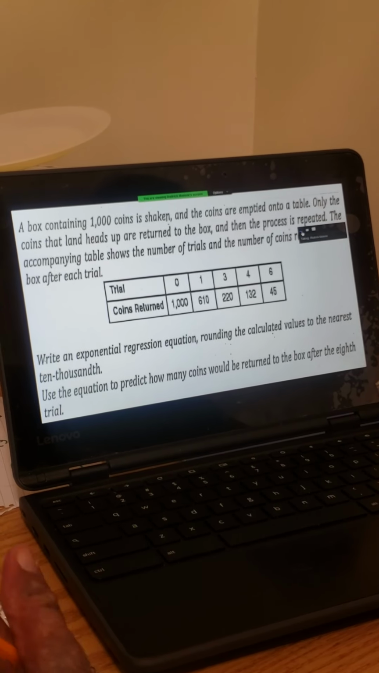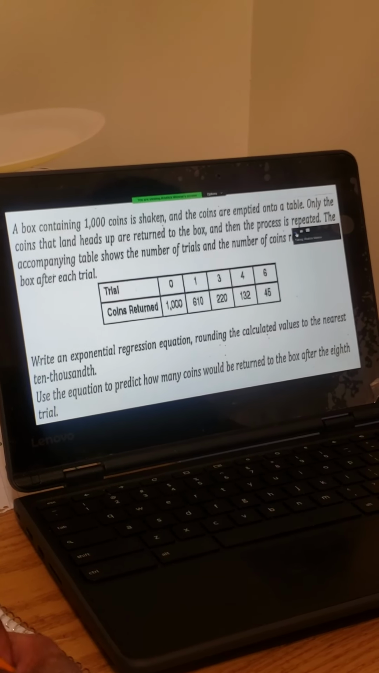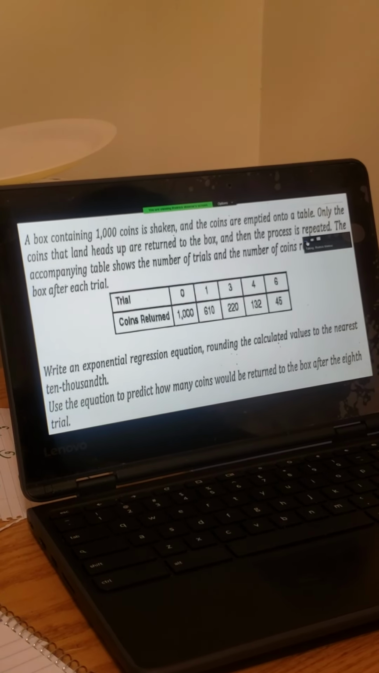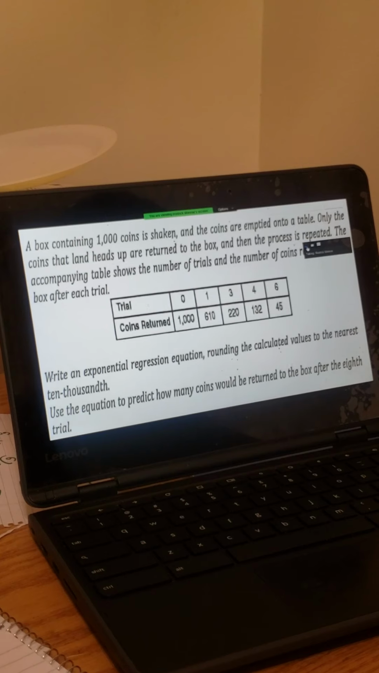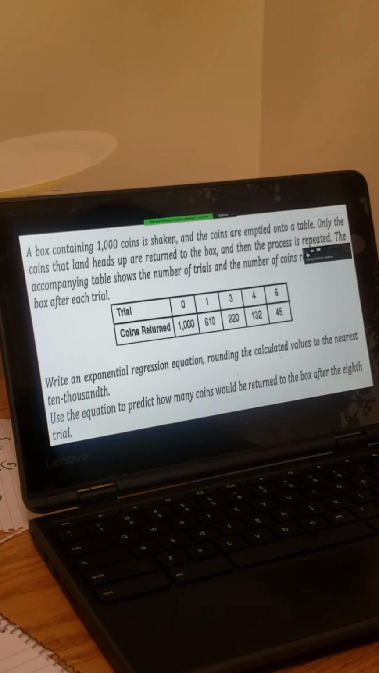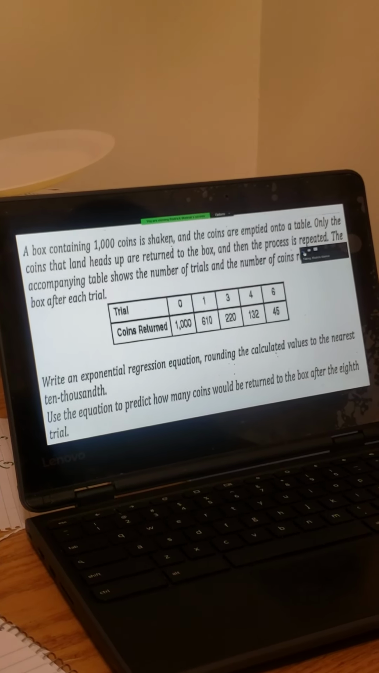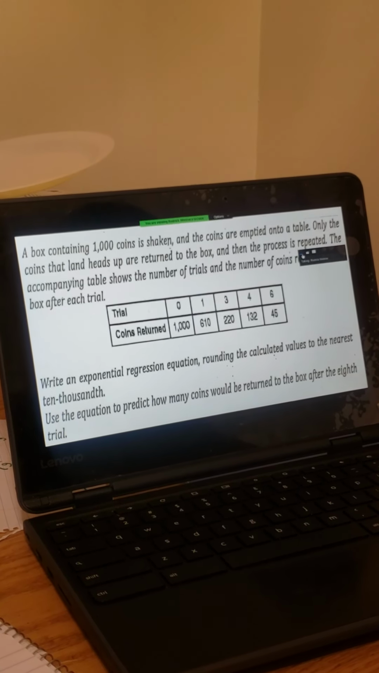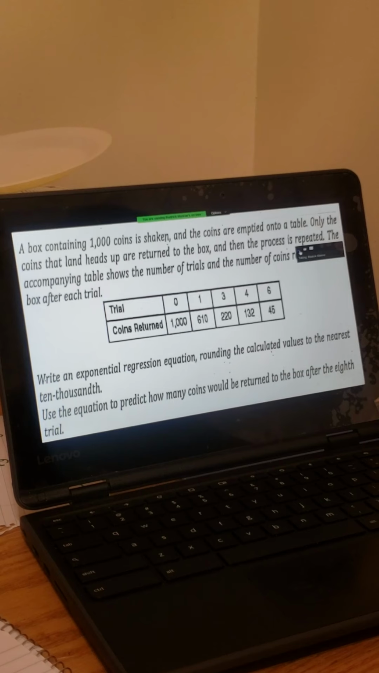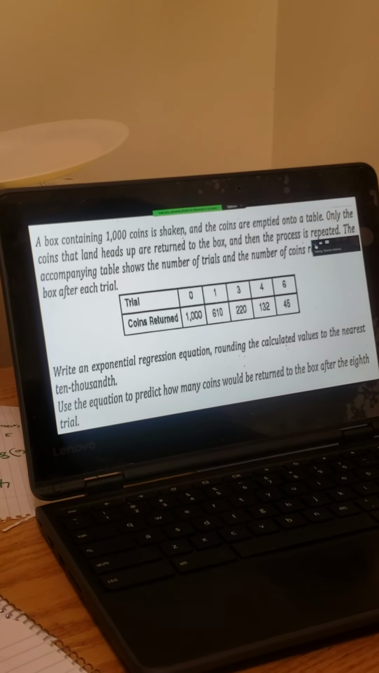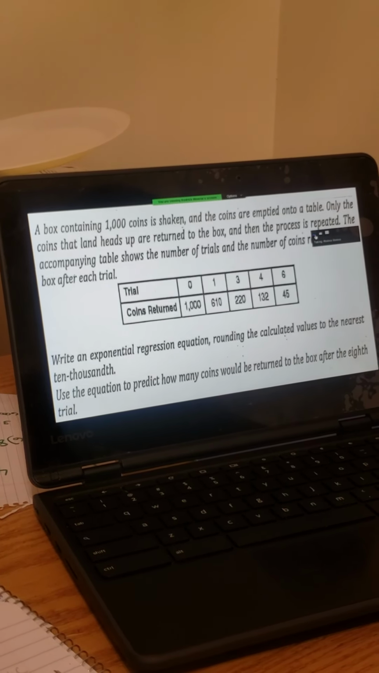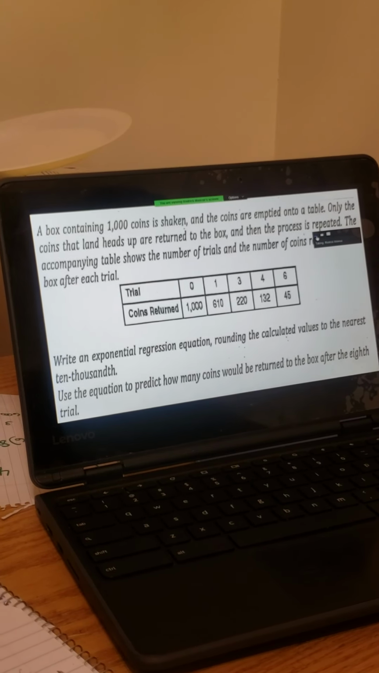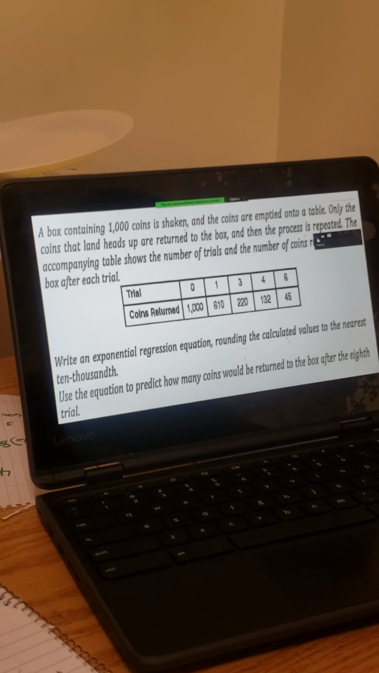It says, a box containing 1,000 coins is shaped, and the coins are emptied onto a table. Only the coins that land heads up are returned to the box, and the process is repeated. The accompanying table shows the number of trials and the number of coins returned to the box after each trial. Write an exponential regression equation, rounding the calculated values to the nearest 10,000. Use that equation to predict how many coins will return to the box after the 8th trial. The word exponential and the number 8.